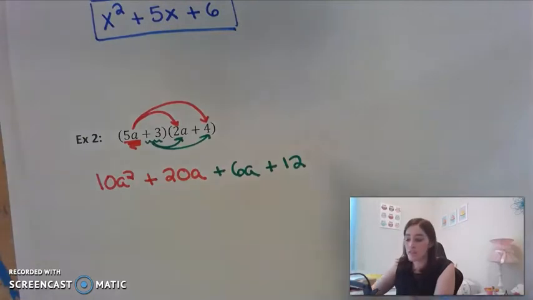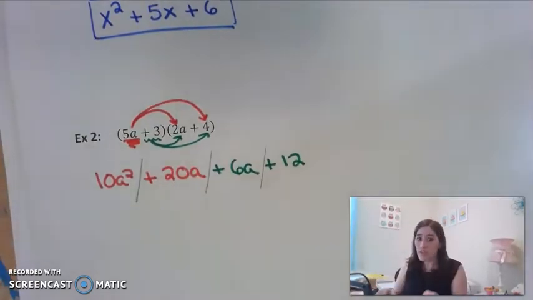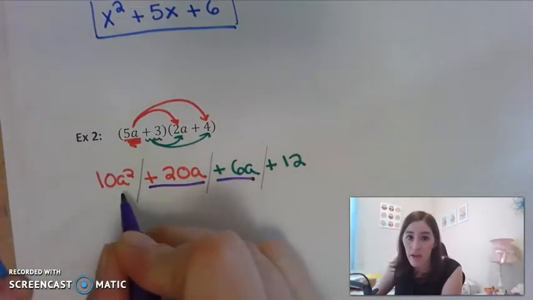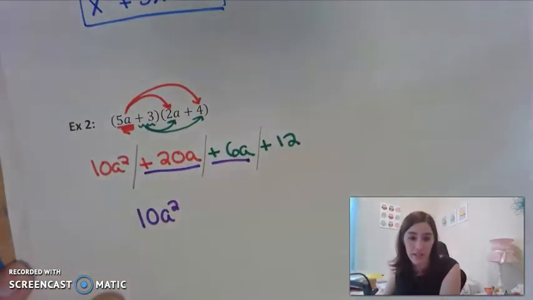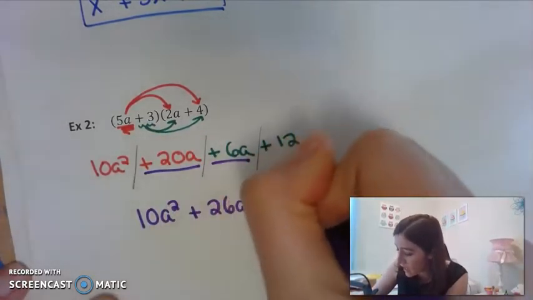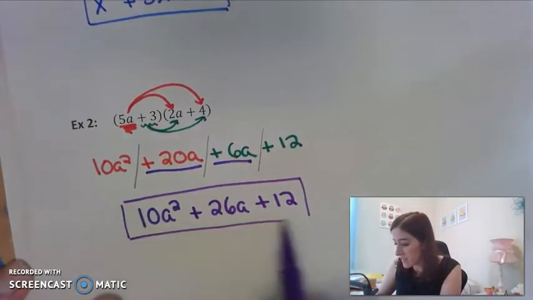Okay, so I distributed, and if you do this right, whenever you combine like terms, they should be the two terms that are in the middle right here. Okay, so I still have my 10a squared. It goes first because it's got the highest exponent. When I add 20 and 6, I get a positive 26a. Do not change the exponent. And I need to make sure that I put my constant at the end.